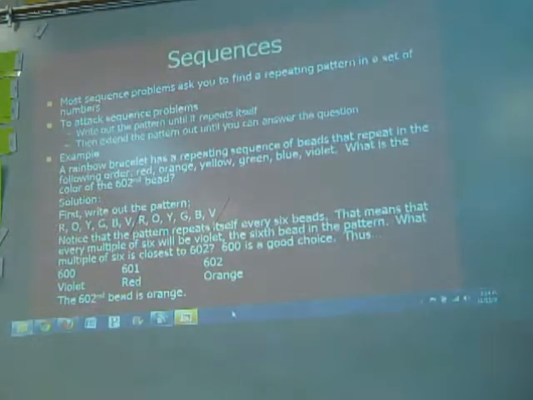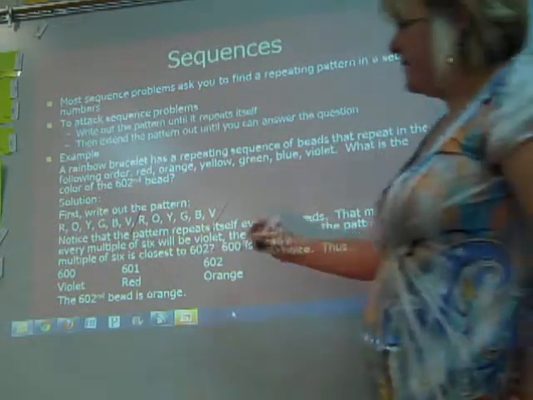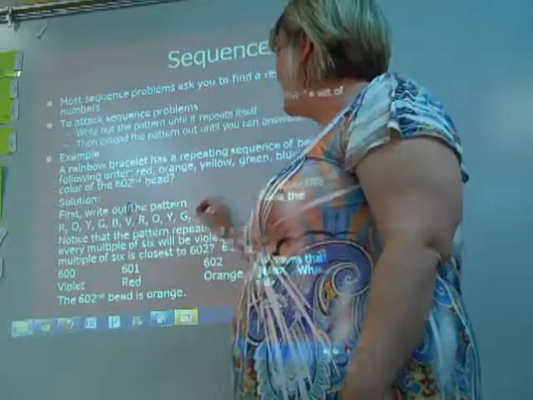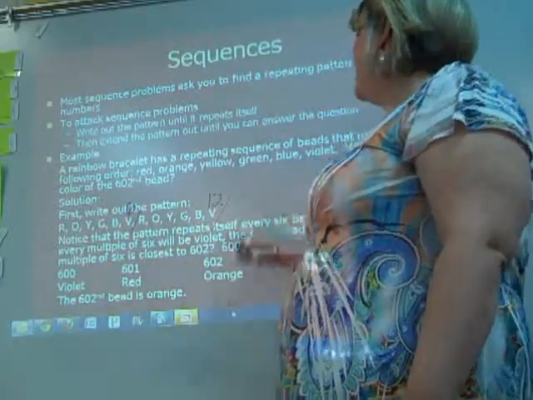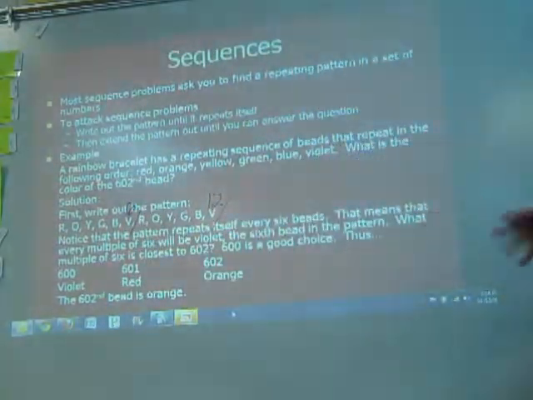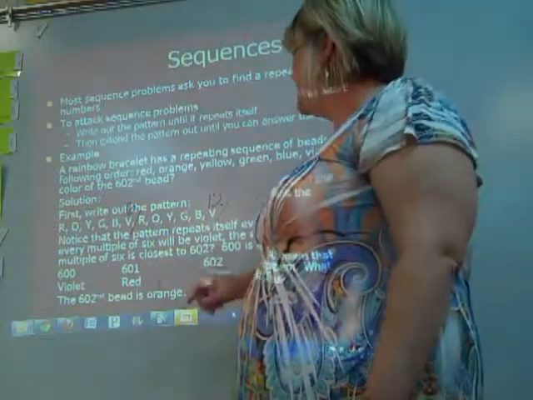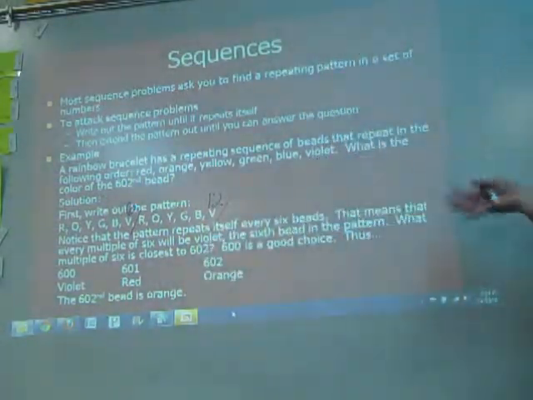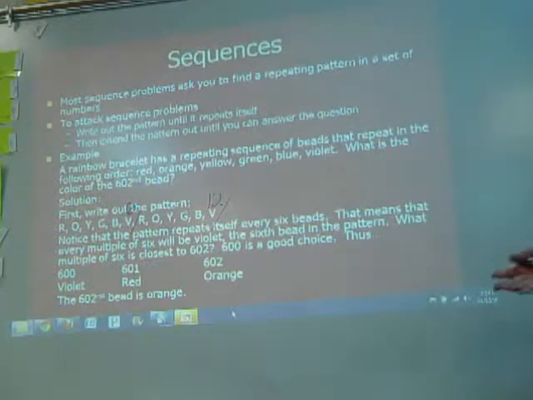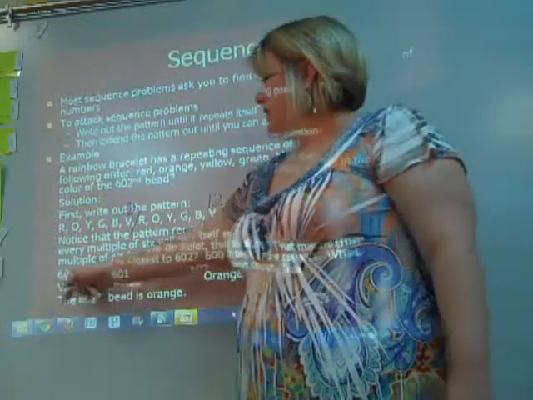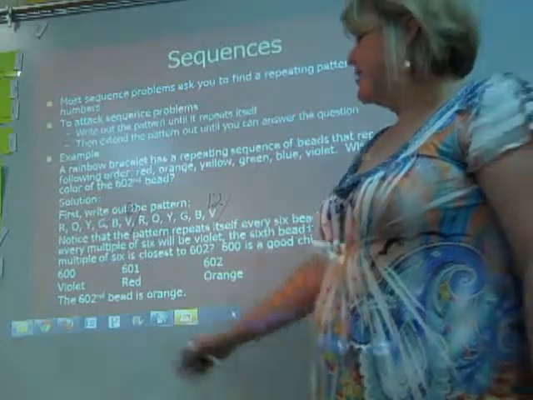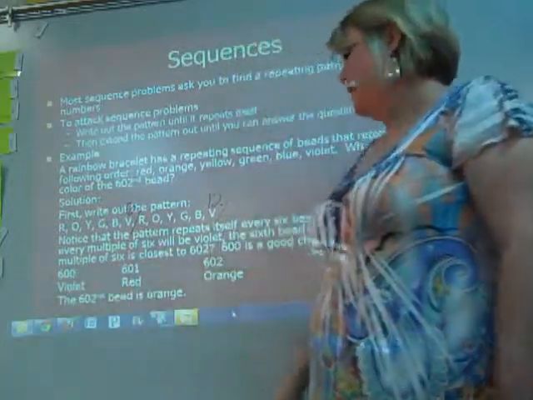That means that every multiple of 6 is violet, right? This is the 6th bead, it's violet. The 12th bead is violet. The 18th bead will be violet. Every 6th bead will be the end of a pattern, end of a cycle in the pattern, and it'll be violet. So what multiple of 6 is closest to 602? Which one is going to be closest to 602 and be violet? Well, 600 is a multiple of 6. So the 600th bead would be violet.